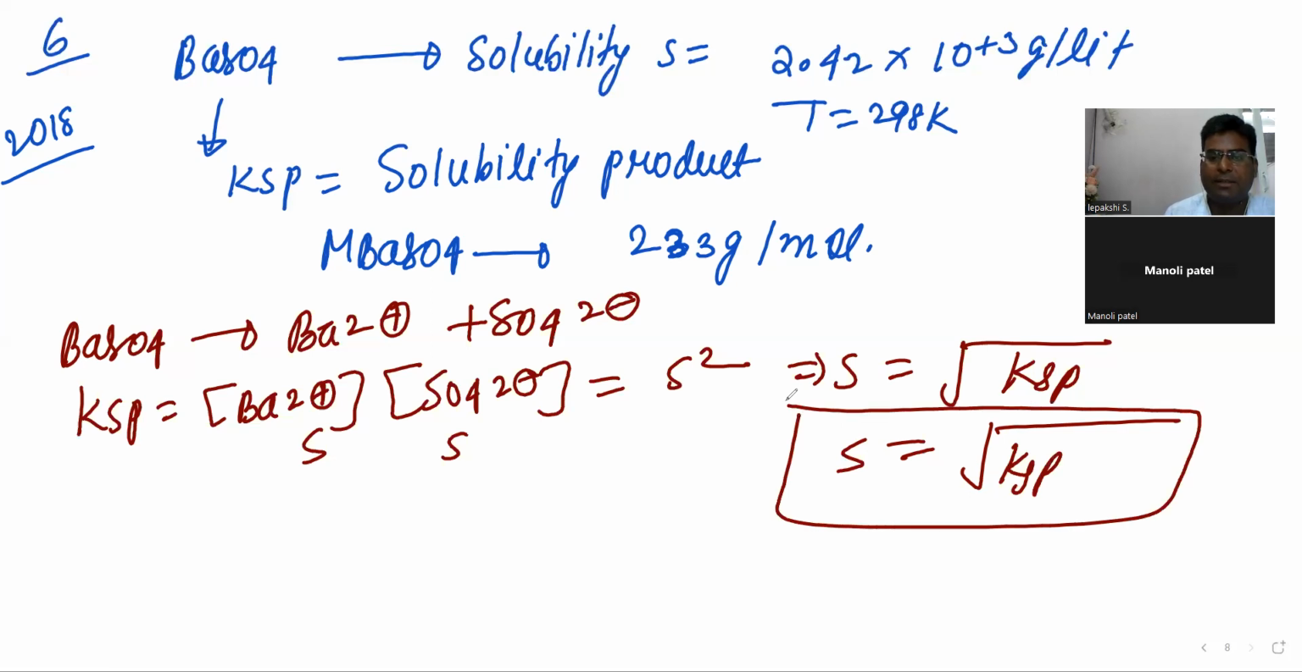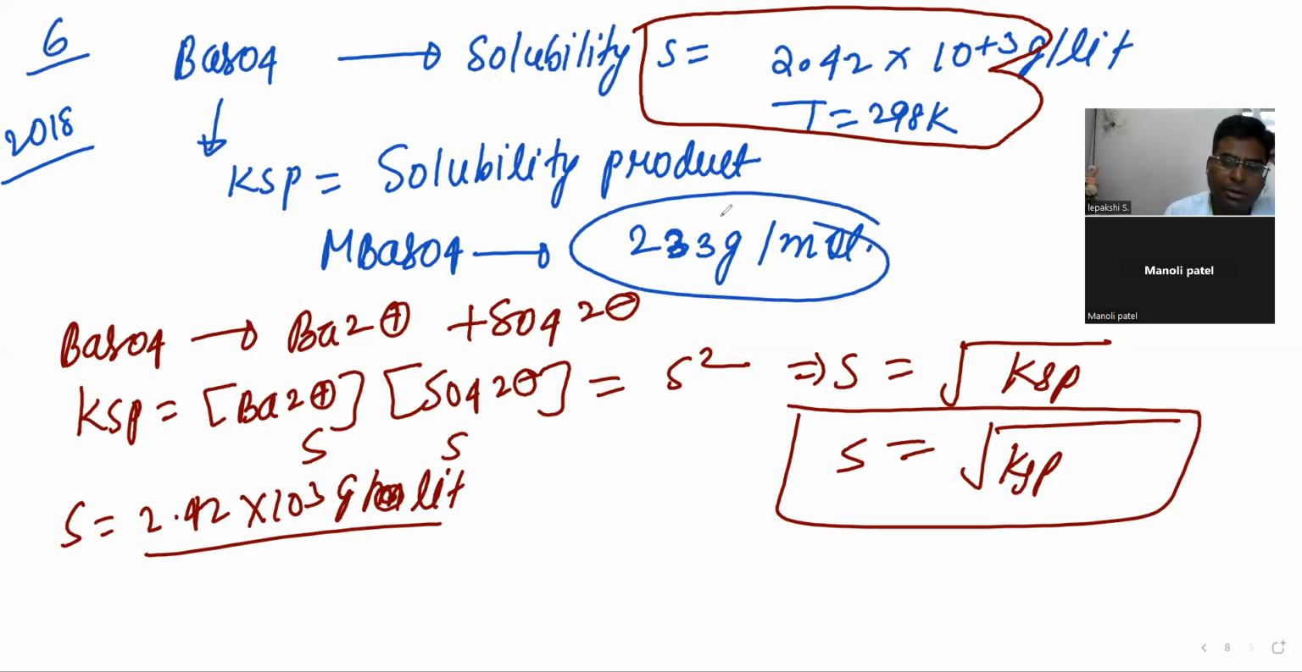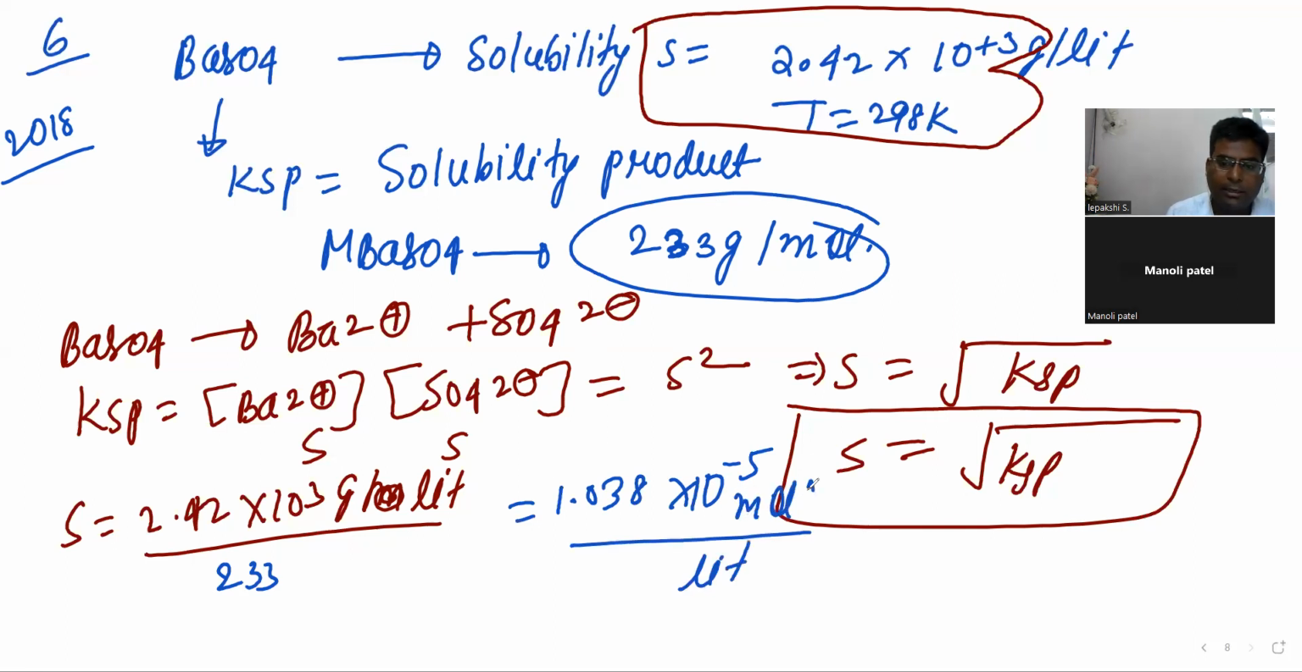So let's see the calculation first. Solubility S is given, right? So S is 2.42 into 10 raised to minus 3 gram per liter divided by the molar mass of barium sulfate, which is given as 233 gram per mole. So convert into mole per liter by dividing by 233. The conversion gives 1.038 into 10 raised to minus 5 mole per liter.